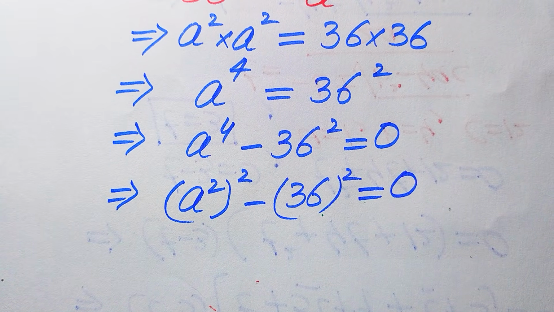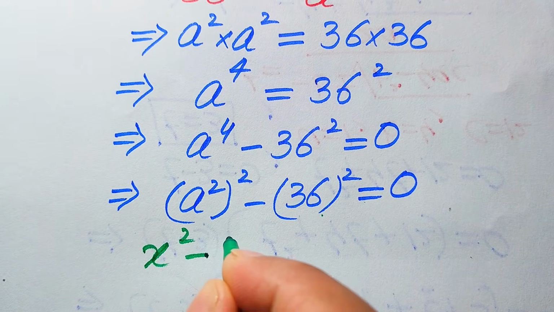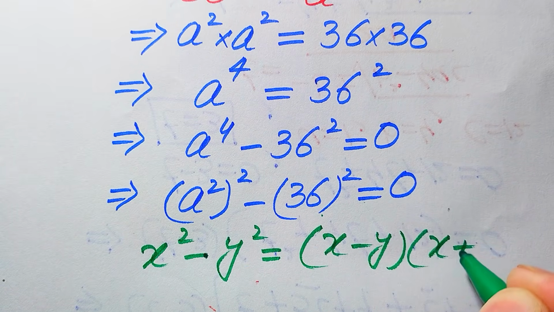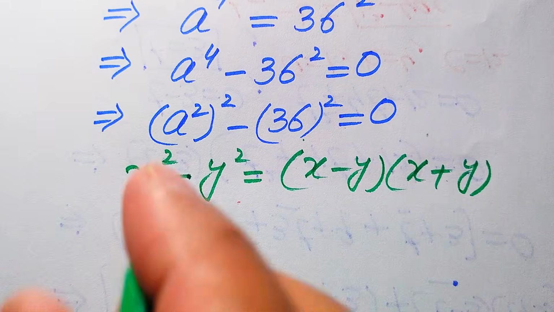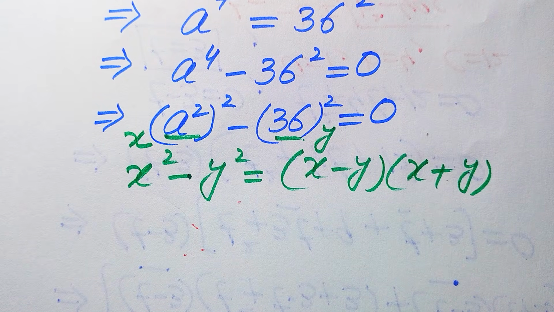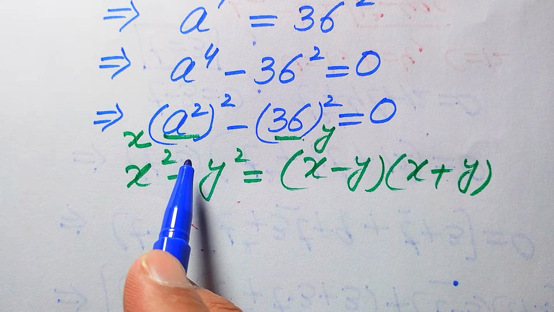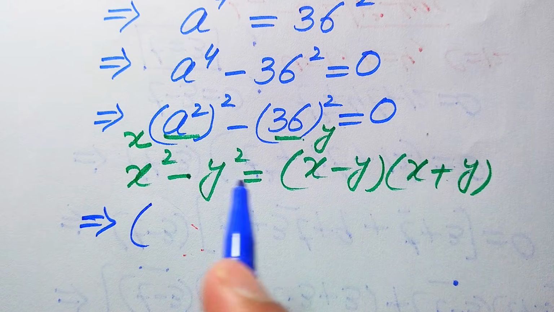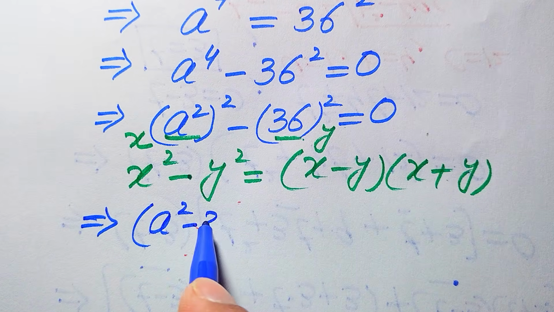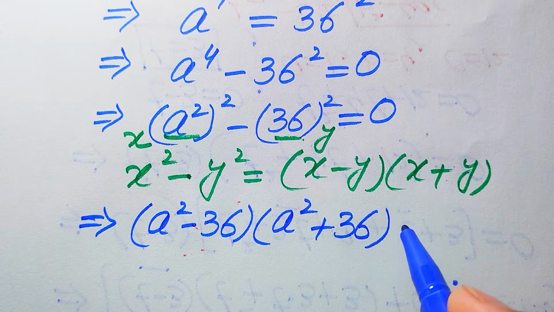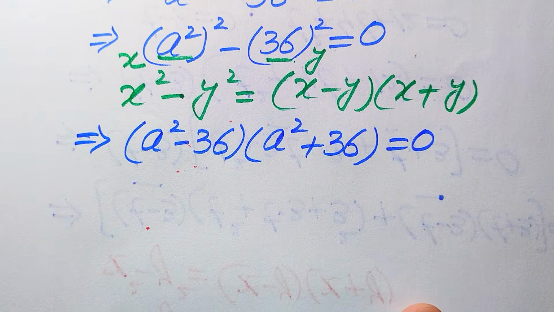So here we apply the nice algebraic formula. You know that x² − y² = (x − y)(x + y). You see here the base of this term is our x and the base of this term is our y. Further, we just substitute the values of x and y into the right-hand side of this formula, and after using these values, it becomes (a² − 36)(a² + 36) = 0.